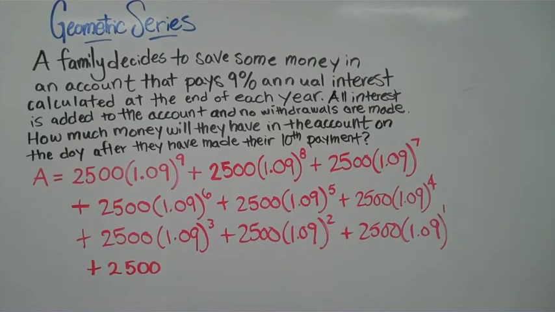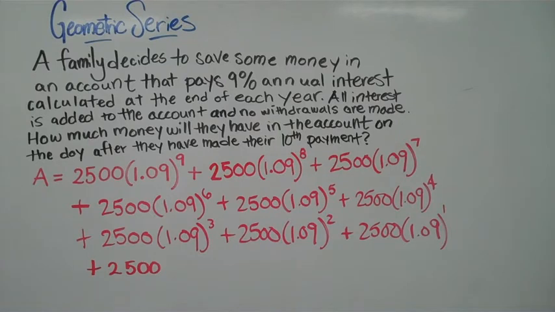A family decides to save some money in an account that pays 9% annual interest. If you have 9% annual interest, then your base will be 1.09, because you have to multiply by 100% plus 9%, which as a decimal is 1.09. So it pays 9% annual interest, and that's calculated at the end of each year. All interest is added to the account and no withdrawals are made. How much money will this family have in the account on the day after they have made their 10th payment?